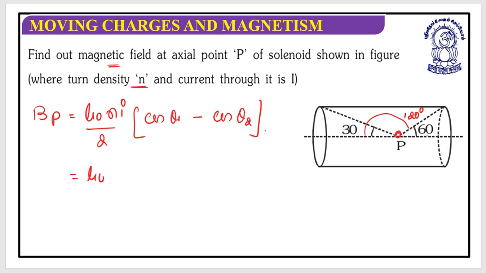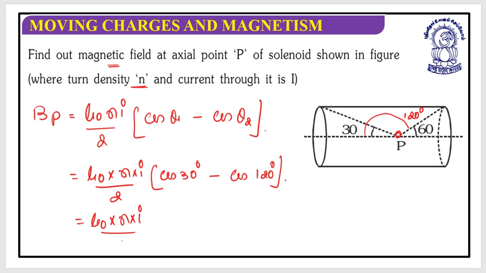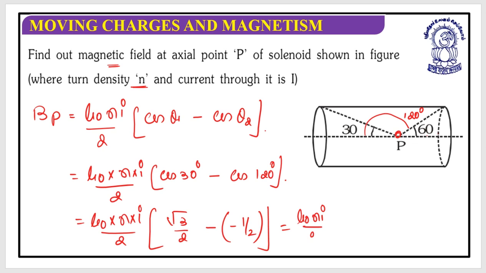So that should be B equals mu naught into N into I divided by 2 into cos theta 1, it's cos of 30 degree minus cos of 120 degree. So that should be mu naught N I divided by 2 into cos 30, which is root 3 by 2, and cos 120 degree is minus half. So mu naught N I by 2 into bracket, this minus would be the plus. So this is equal to root 3 plus 1 divided by 2.